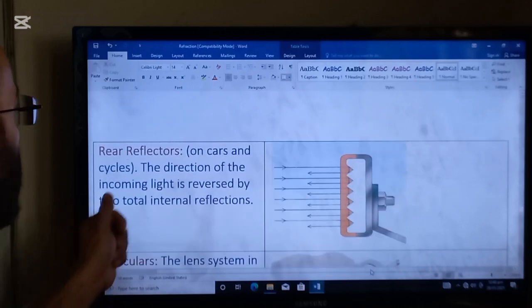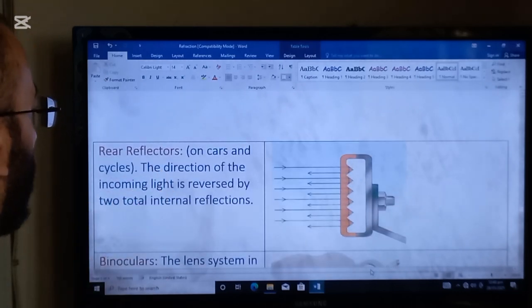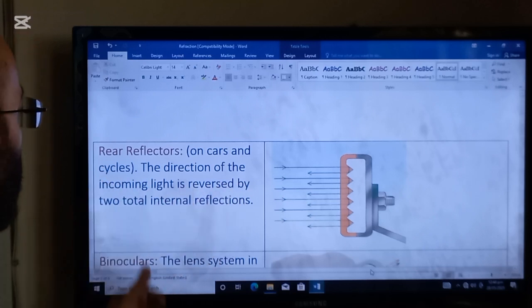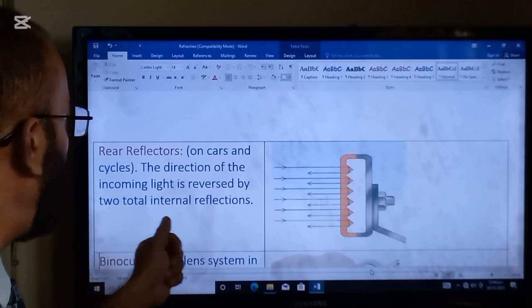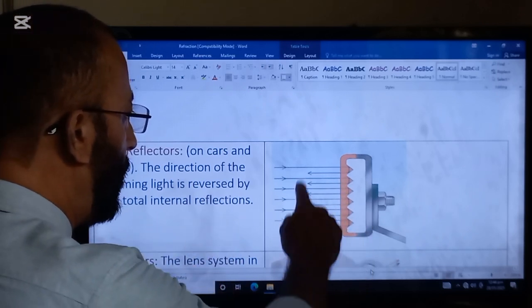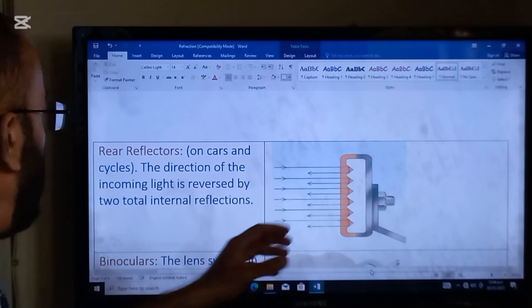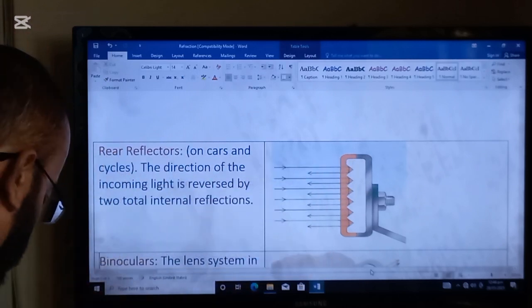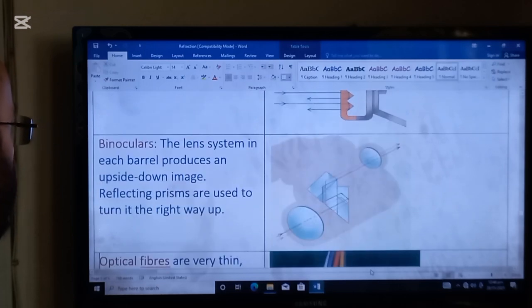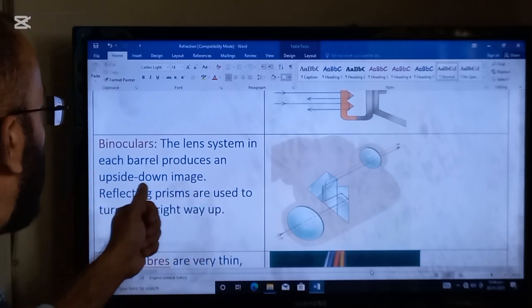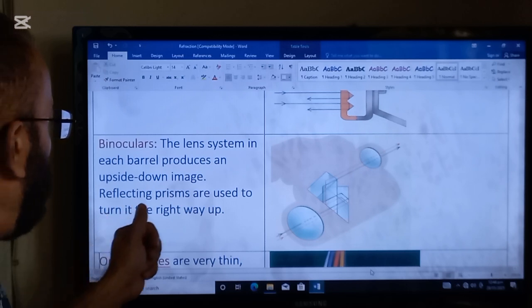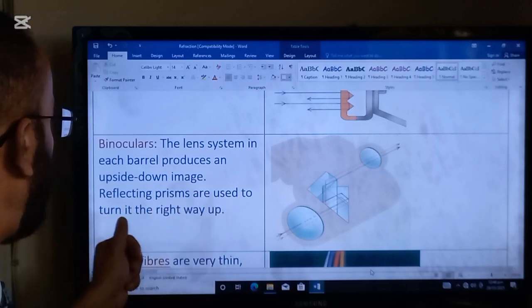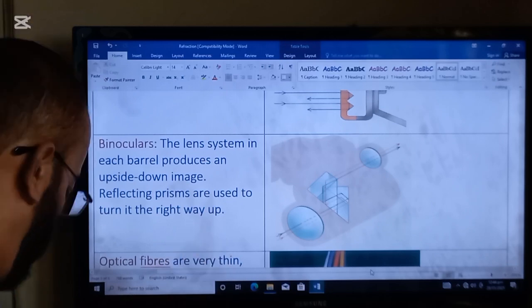Next is rear reflectors on cars and cycles. The direction of the incoming light is reversed by two total internal reflections. You can see from here, the direction of the light is reversed. Next is binoculars. The lens system in each barrel produces an upside down image. Reflecting mirrors or prisms are used to turn it the right way up.